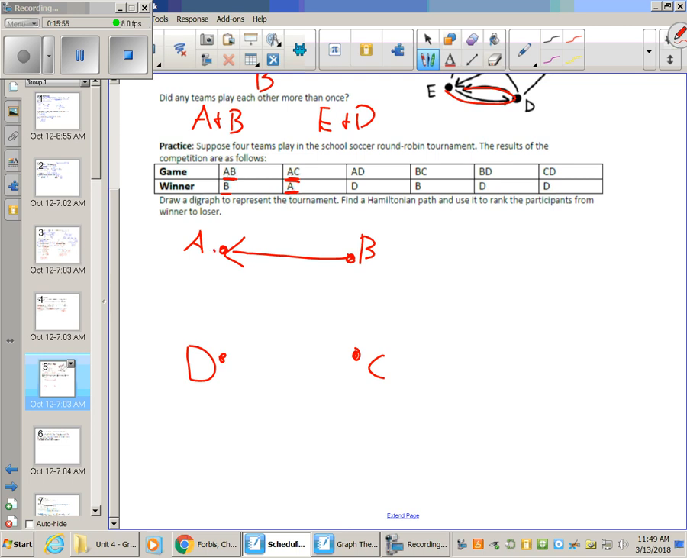A is the winner, so A is pointing at C because A beat C. For AD, D's pointing at A; he beat A. For BC, B beat C. For BD, D pointed at B. And lastly for CD, D is pointing at C because D beats C. So there's my diagram that represents this situation, like the previous example.